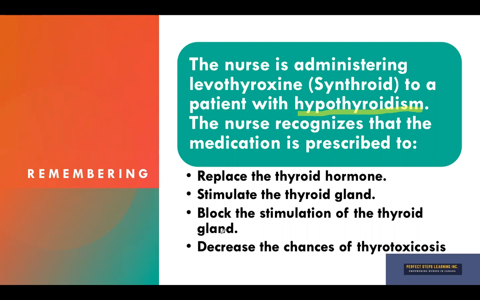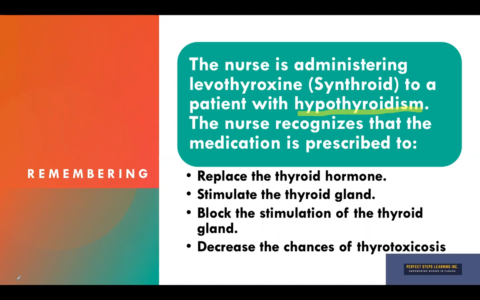B, stimulate the thyroid gland. C, block the stimulation of the thyroid gland. And D, decrease the chances of thyrotoxicosis. So according to this, which one should be the best thing which could happen to a patient with hypothyroidism? Think from that point of view and think about the answer.